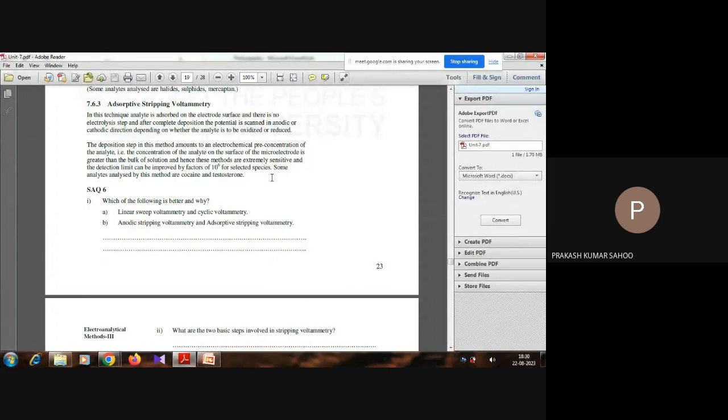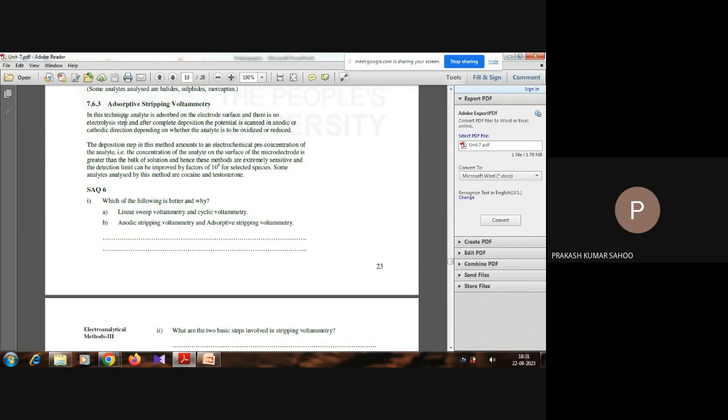Adsorptive means a phenomenon of adsorption, which is a surface phenomenon where some analytes get adsorbed on the surface of the adsorbent, and the adsorbed analytes are also known as adsorbates. In this technique, the analyte is adsorbed on the electrode surface. If it is mercury, then copper gets adsorbed, and there is no electrolysis step. After completion of deposition, the potential is scanned in the anodic as well as cathodic direction, depending on whether the analyte is in an oxidized or reduced form.